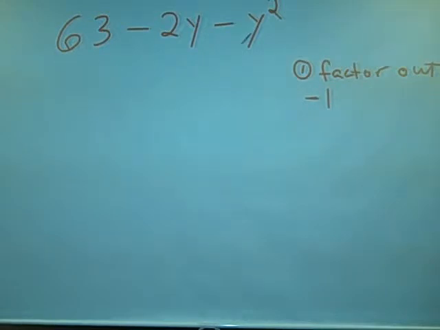from all three terms. So when we factor -1 out, it's like we distributed negative in. When we distribute -1 in, what happens to the signs of everything? They all change. So when we factor -1 out of everything, it changed the signs of everything as well. So the y squared is negative, now it's positive. The 2y is a negative, now it's a plus 2y. The 63 is a positive, now it's a negative 63.